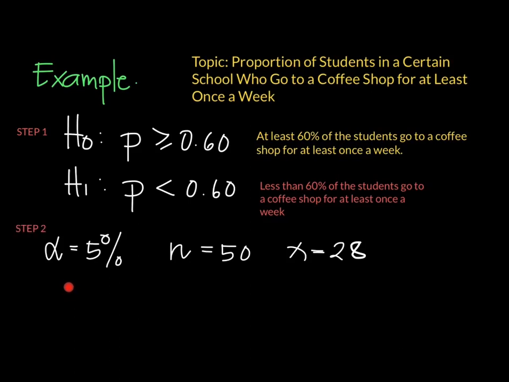Now, to gather data and to do a study on this, suppose that the significance level set in the study is 5% and that the group or the researcher who wants to test the claim that it is now less than 0.60 is to conduct a survey of 50 respondents. And let's say on that survey, 28 said that they go to a coffee shop at least once a week.